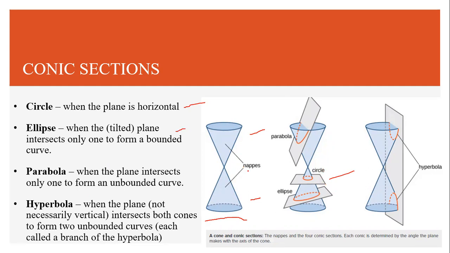Next, when the tilted plane intersects only one cone to form a bounded curve, the result is an ellipse. And then another one, a parabola, when the plane intersects only one cone to form an unbounded curve. And then a hyperbola, when the plane intersects both cones, the upper and lower nappes, to form two unbounded curves.